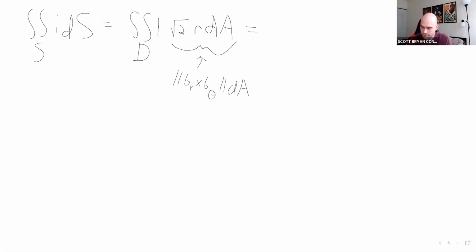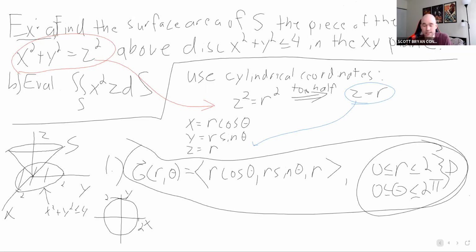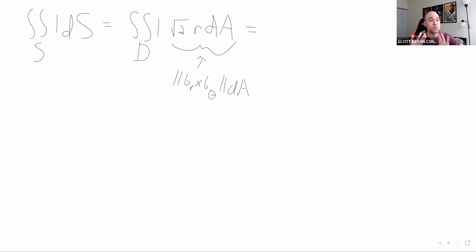And just a reminder, this is our D. r goes from 0 to 2. Theta goes from 0 to 2 pi. Be careful. Do not get mixed up here. So we are in the r theta plane. This is a very common mistake, right? r goes from 0 to 2. Theta goes from 0 to 2 pi.